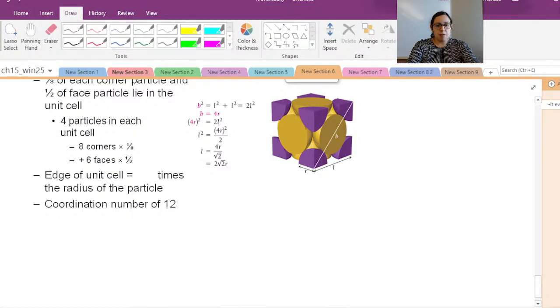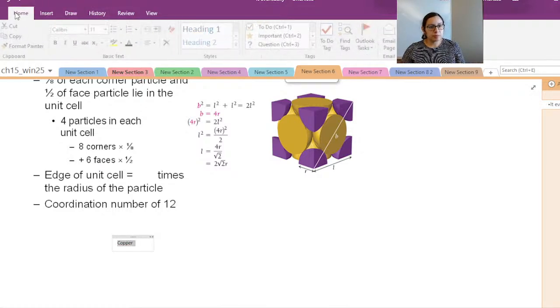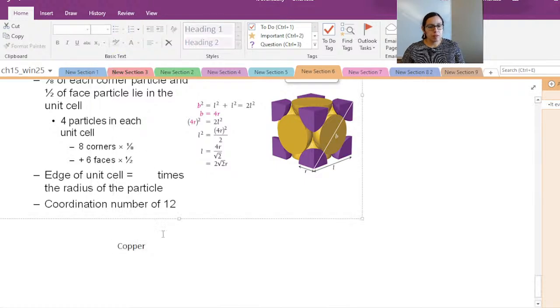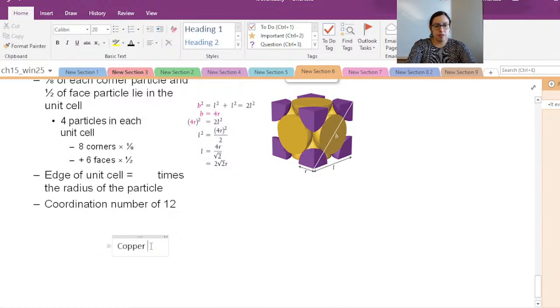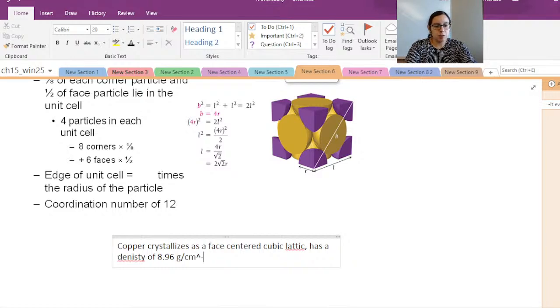So let's try our problems. Now we're going to look at copper. Copper crystallizes as a face-centered cubic lattice and has a density of 8.96 grams per centimeter cubed at 20 degrees Celsius. So calculate the crystallographic radius.